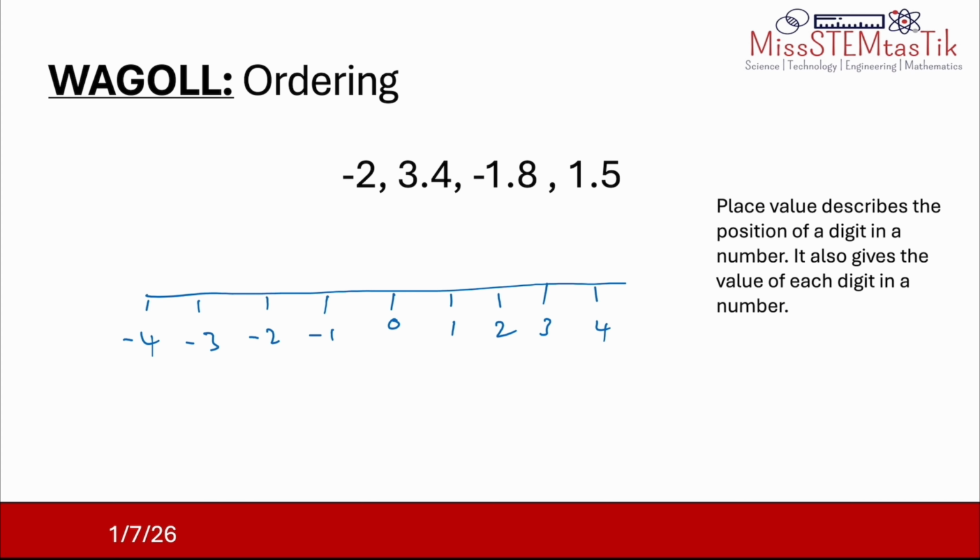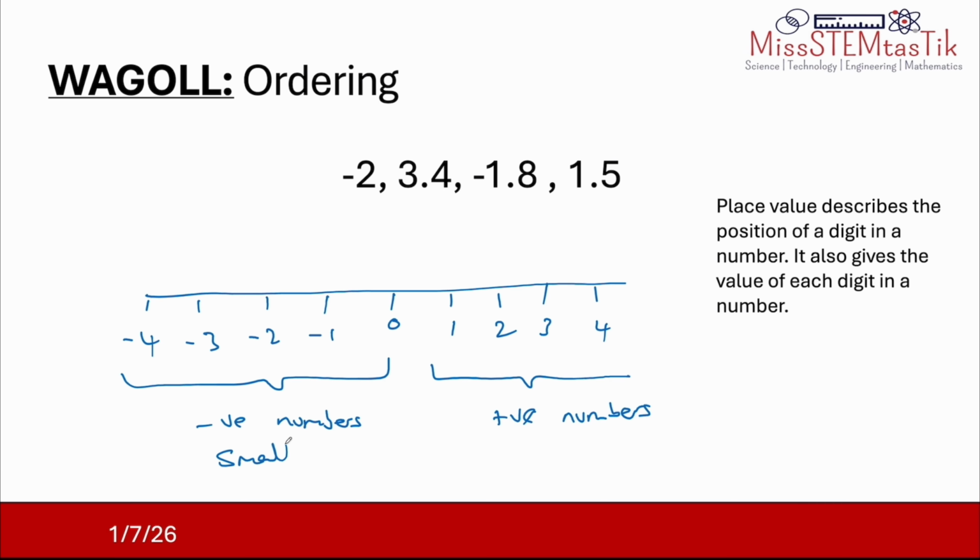Now, the first thing that you should notice about the number line is that the numbers on the left of 0 are negative numbers. They have the minus sign in front of them. And the numbers to the right of 0 are positive numbers, and these are numbers that you should be familiar with. Now, negative numbers are always smaller in value than positive numbers.